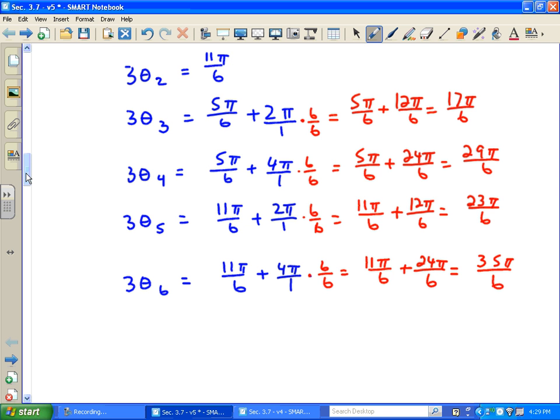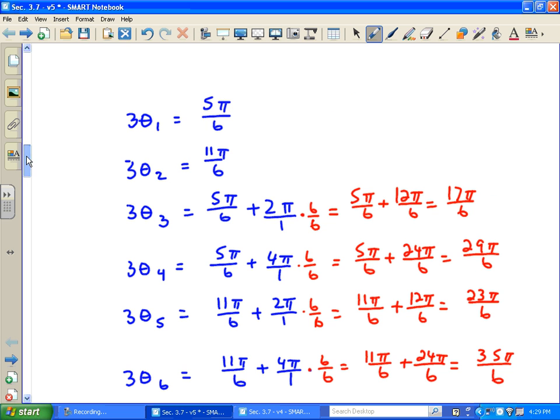my answers to this particular point is 3 theta sub 1 or 3 theta sub 2. The final thing I need to do is I need to solve each one of these equations by multiplying both sides by 1/3. So in other words, doing that is going to simplify out my 3's, and then it'll give me my proper answer for just theta. Theta sub 1 would equal 5 pi over 18. Okay, multiply each of these by 1/3.